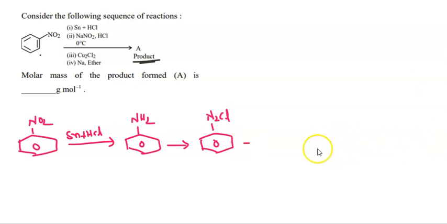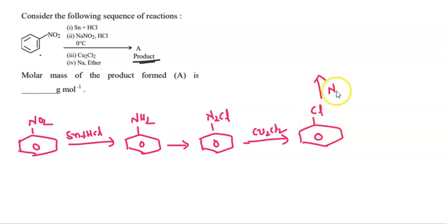Benzene diazonium chloride on reacting with Cu2Cl2, Sandmeyer reaction takes place. Then you get the compound chlorobenzene. Chlorobenzene on reacting with sodium, Wurtz-Fittig reaction takes place. Then you get the compound biphenyl. So you have to find the molecular mass of the product formed, biphenyl.